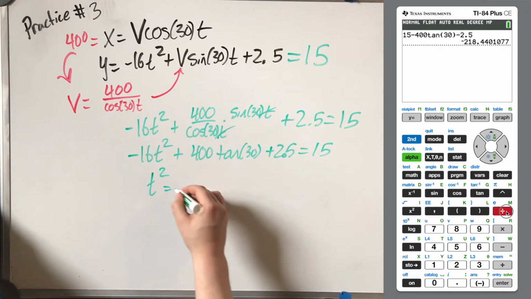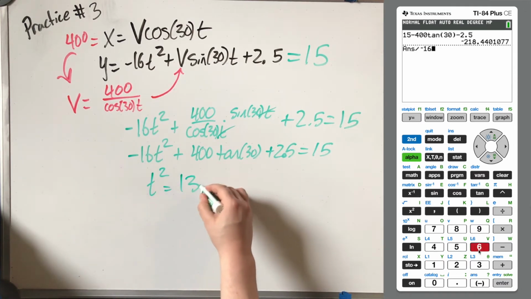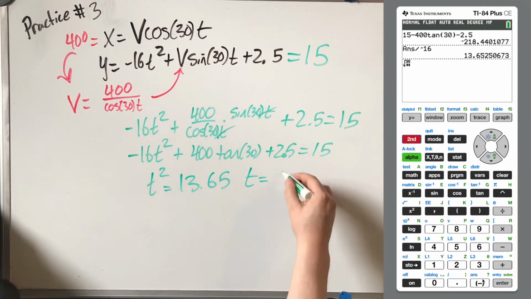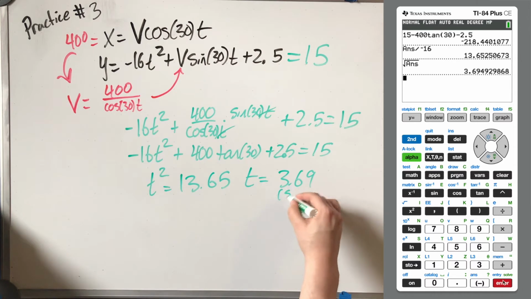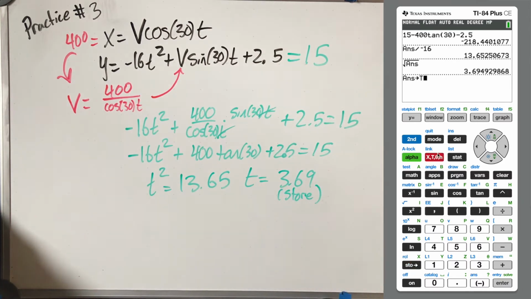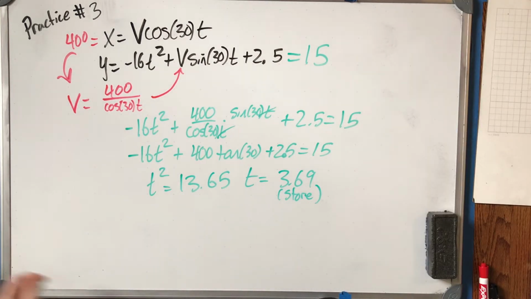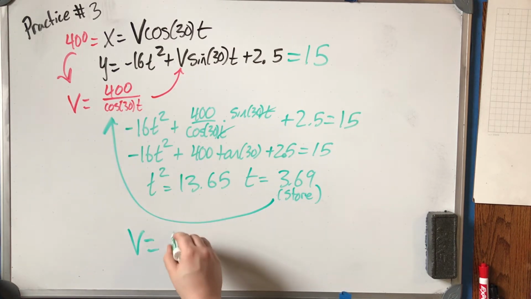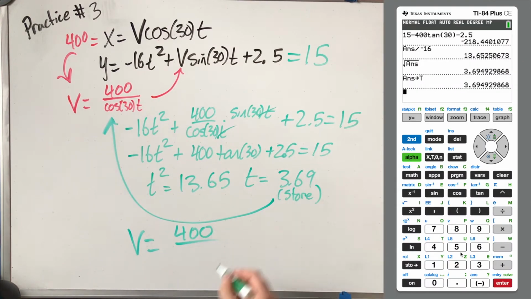So when I do all of that crazy stuff, I'll get t squared is 13.65, which means that t is going to be about 3.69, and I'm going to store this. The reason I'm storing this is because I'm going to take it and plug it into this velocity equation and figure out what is the velocity when t equals 3.69.